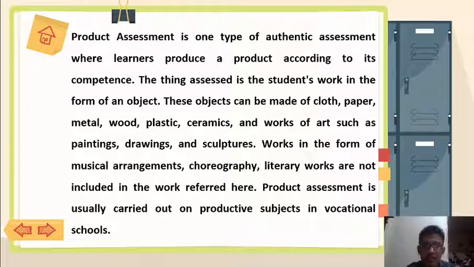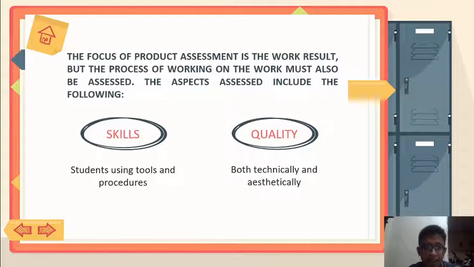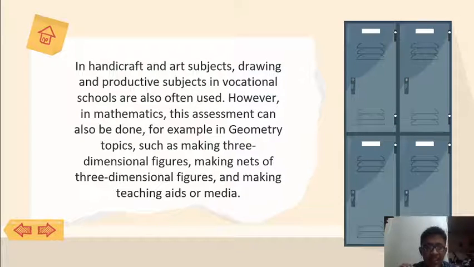Product assessment is usually carried out on productive subjects in vocational schools. In general, the focus of product assessment is the work result, but the process of working on the work must also be assessed. The aspects assessed include the following. There are two. The first is skills of students using tools and procedures, and the second is quality, both technically and aesthetically. In handicraft and art subjects, drawing and productive subjects in vocational schools are also often used.